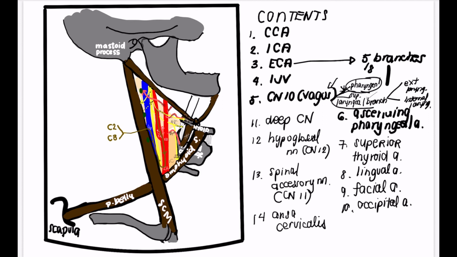The contents of the triangle are the following: common carotid artery, internal carotid artery, external carotid artery, its 5 branches which are the following: ascending pharyngeal, superior thyroid, lingual artery, facial artery, and occipital artery. Now, another content is the internal jugular vein, the jugular lymph nodes, vagus nerve, hypoglossal nerve, spinal accessory nerve, and lastly, the ansa cervicalis.